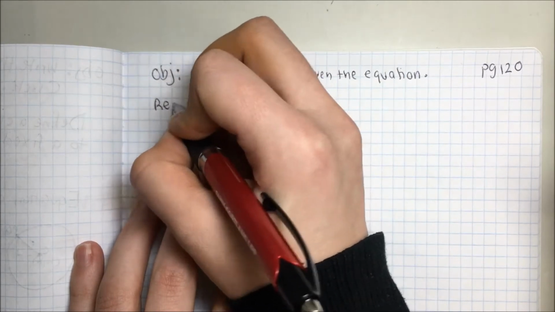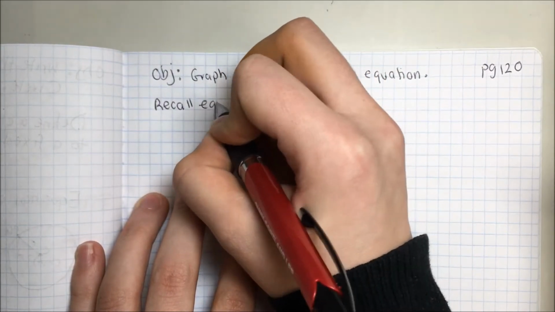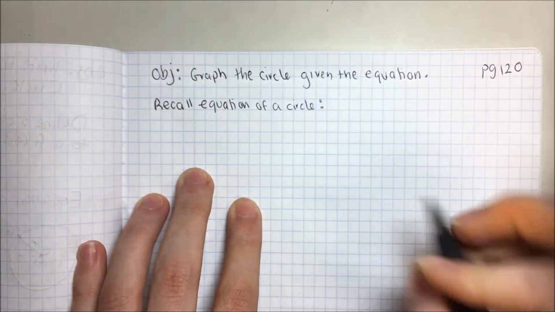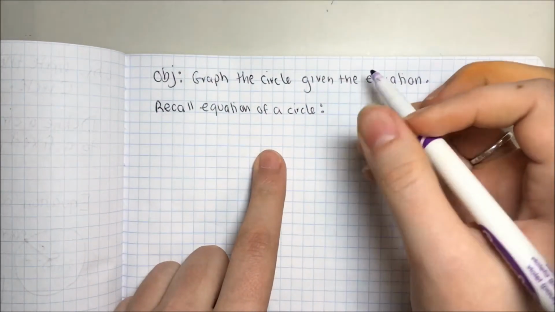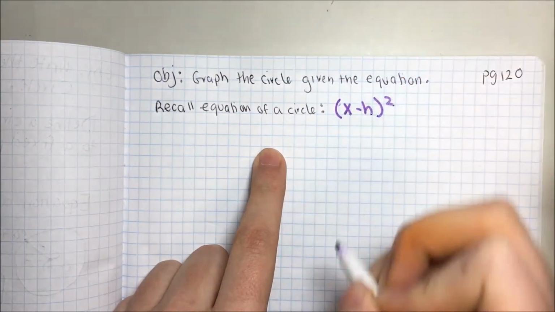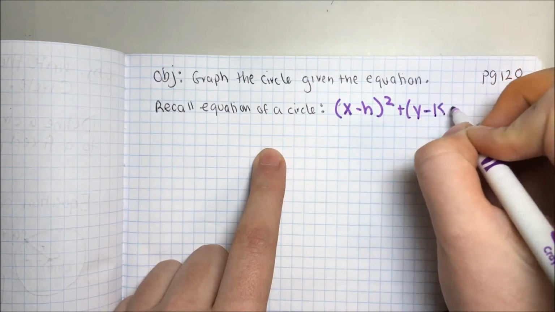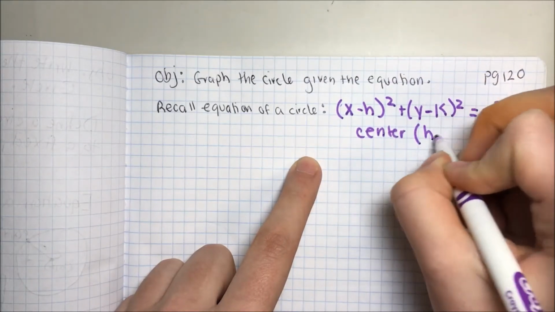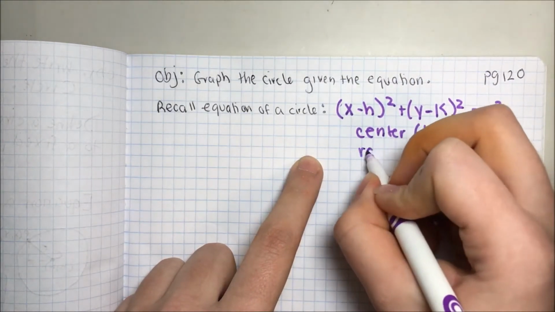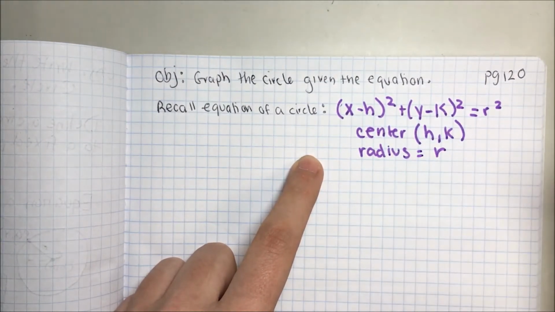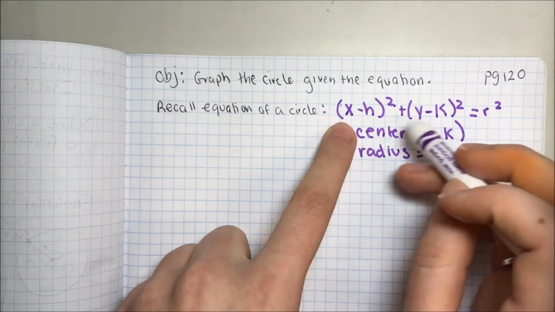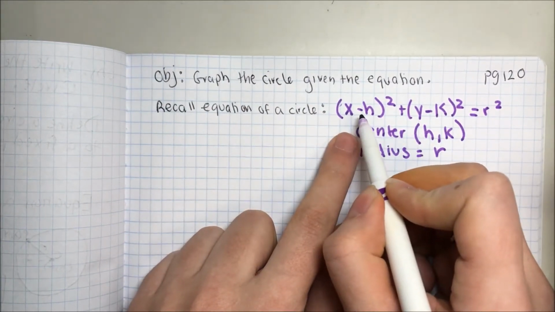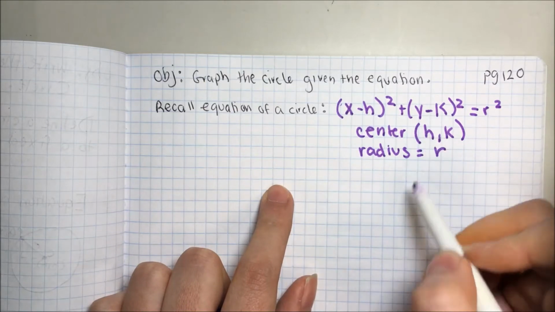So the first thing we want to do is recall the equation of a circle. So we have (x - h)² + (y - k)² = r². So we have a center of (h, k) and a radius of r. So we have to make sure that we remember that our center is going to be a positive h and a positive k. So if we have a negative in here, like a negative 9, then we're going to have x as a positive 9.